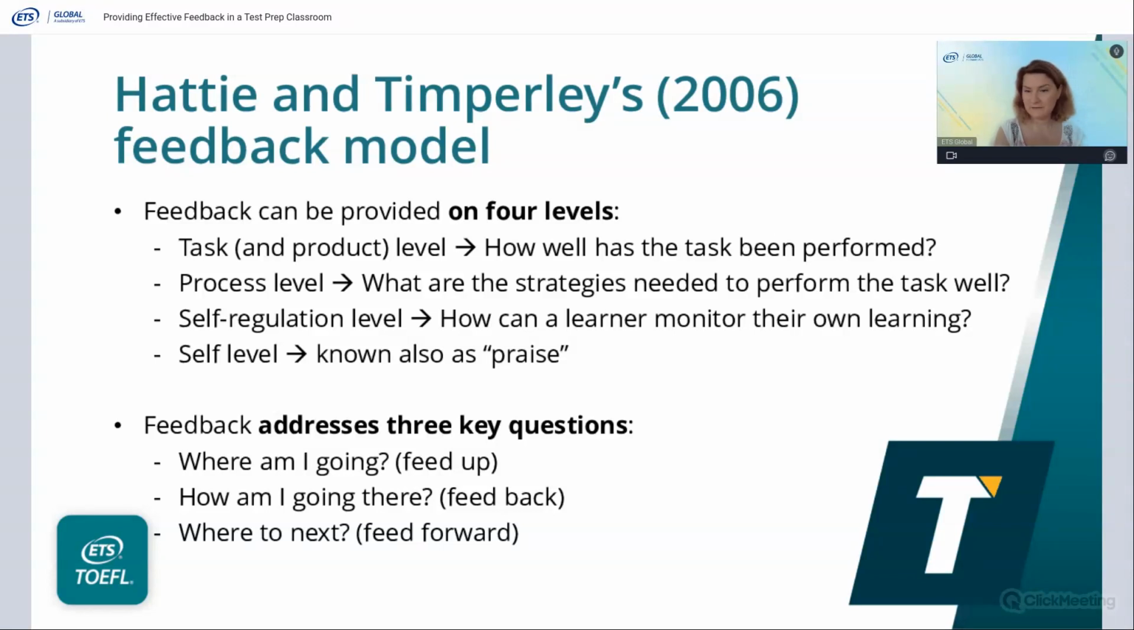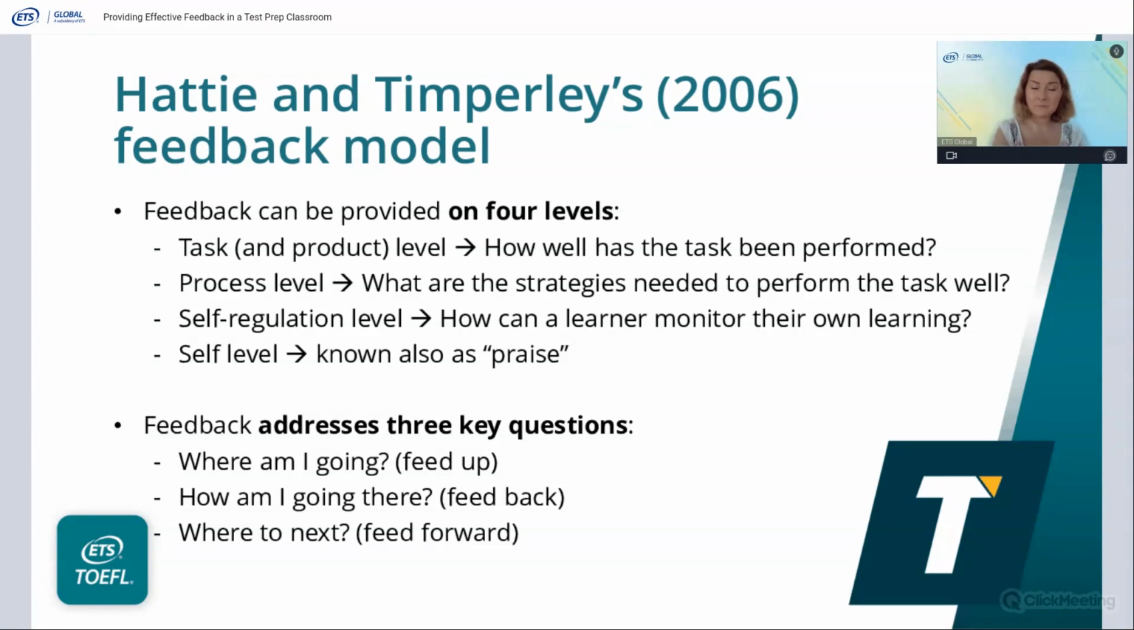And the so-called self level, also known as praise. So when I was a student, I used to get my homework back, and the teacher would write very good or well done, things like that, which basically didn't give me any specific information about how I did, just a vague idea. And interestingly, Hattie and Timperley have determined that the self-level feedback is not particularly helpful. It doesn't really work and does not lead to improved performance. And in the further parts of today's workshop, we're not really going to refer to this level of feedback.